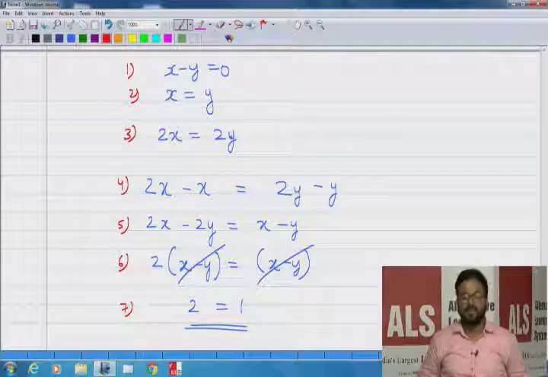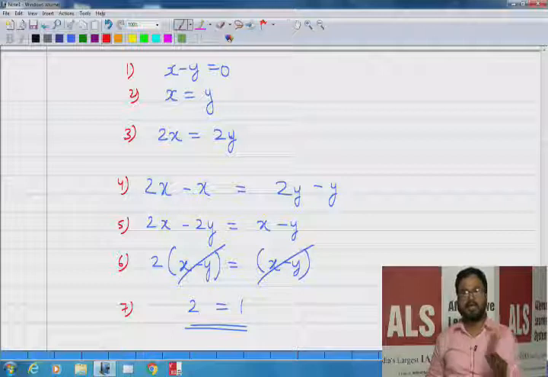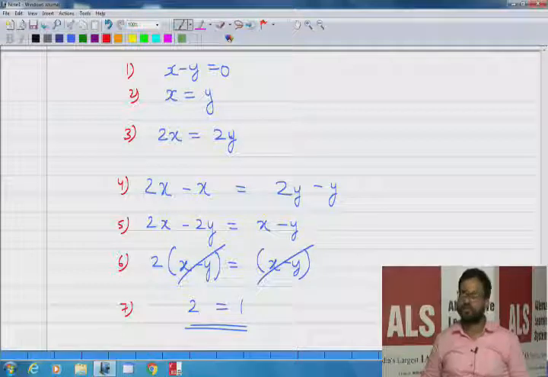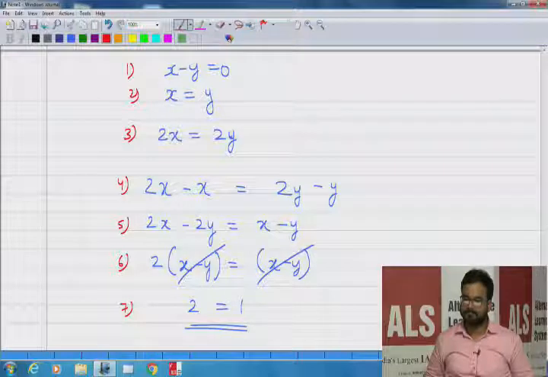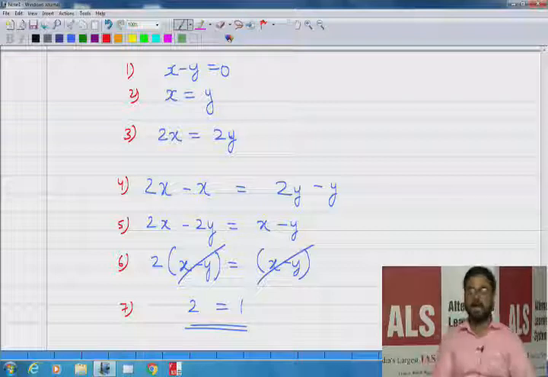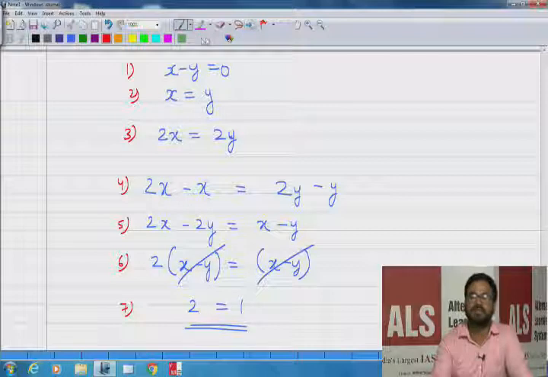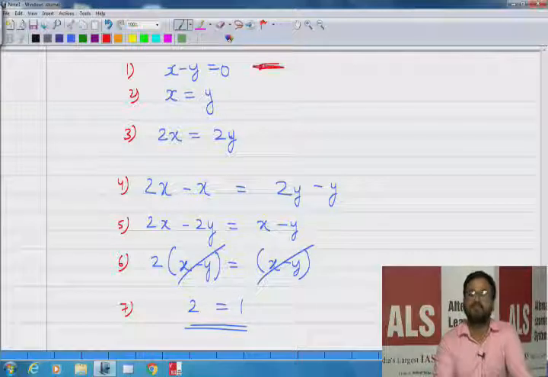In step 3, I have multiplied 2 on both the sides. Then in step 4, I have subtracted equal quantities from both the sides. The basic mistake, the major mistake is step 6. Here I have cancelled out x minus y from both the sides, and you know in step 1 it is mentioned that x minus y is equal to 0.